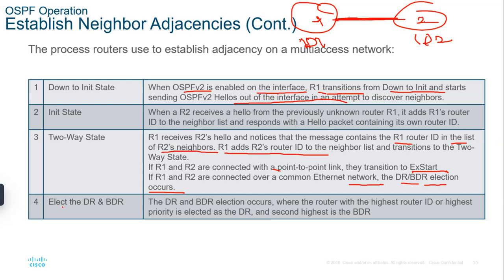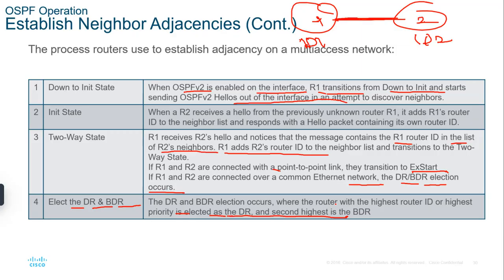The process of electing the DR and BDR: the router with the highest router ID or highest priority is elected as DR. And then the second highest, or the one with the lowest. Now, with a second highest, it means that there are more routers. So the one with the second highest will become the backup designated router.